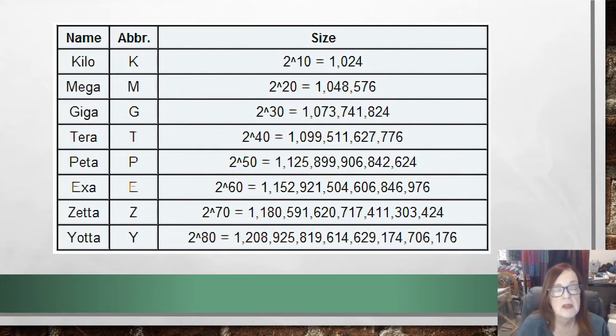So kilo, 1,000 bytes. Mega, million plus bytes. Giga, billion plus bytes. Tera, trillion plus bytes. And we go on to peta, exa, zetta, and so on.